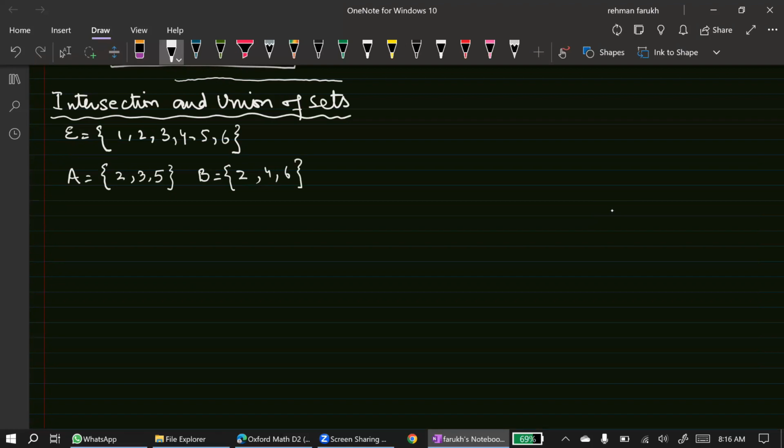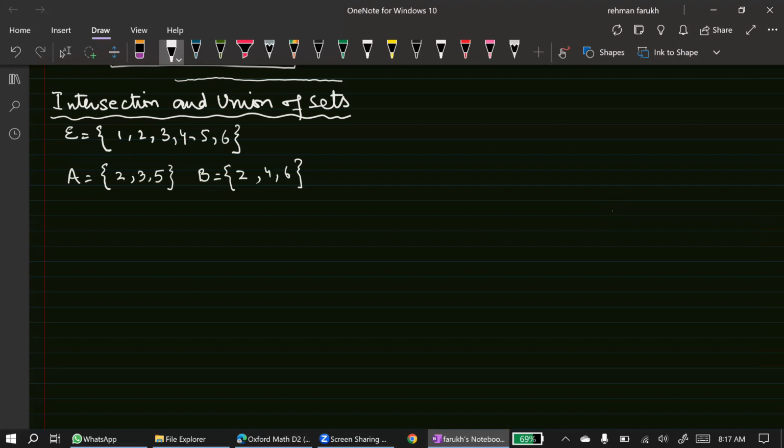What is the meaning of intersection? Sir, intersection means like making into different parts. Beta ji, intersection means lying in both the sets. Is there any element which belongs to both the sets? Two. So the intersection is 2.